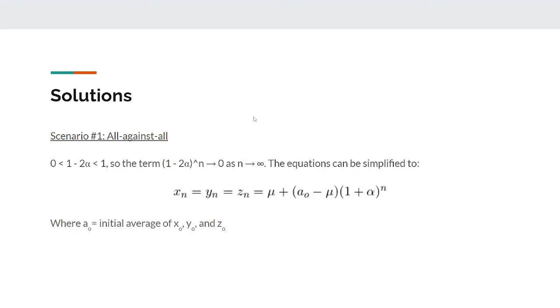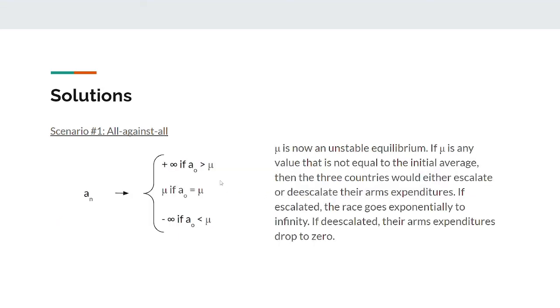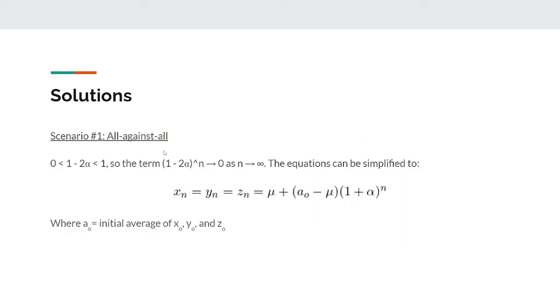So as n approaches infinity, this term approaches 0. That means the equation can be simplified into this term, where the only difference is their averages presented by a naught. This is a situation where we would have an equilibrium.